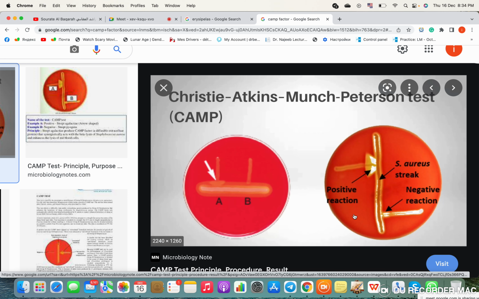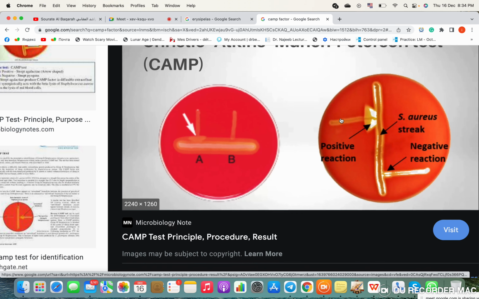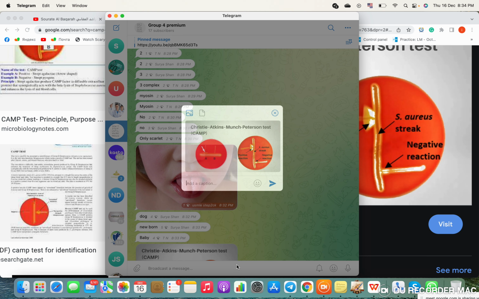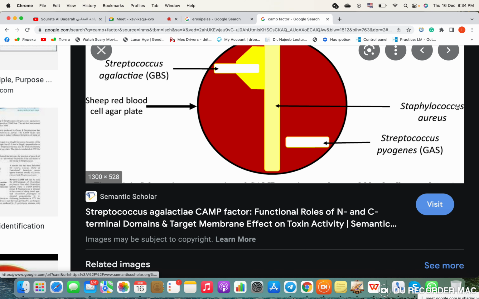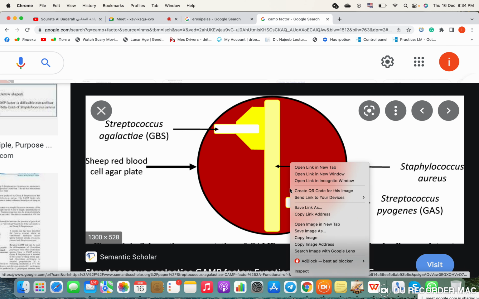Then you put it like this, okay? When you put it like this, look at the head. Here it's flat, making 90 degrees. But here it's making an arrow-like structure. This arrow-like structure means it's a positive test, okay? Again, the arrow-like structure, positive test. But no arrow-like structure, negative test.